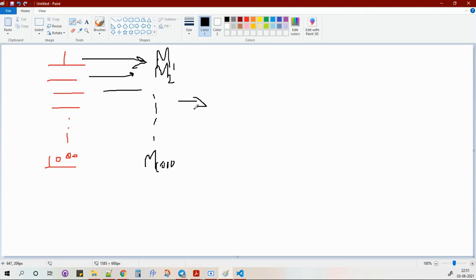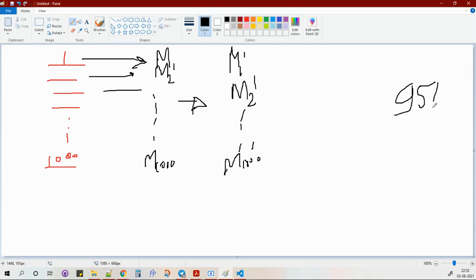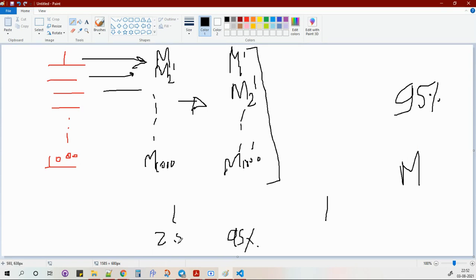Now I will order them, I will put them in ascending order: M1 dash, M2 dash, up to M1000 dash. So this is in ascending order. Now if I want to give a 95% confidence interval for my median value, I will take the 2.5 percentile of this data and the 97.5 percentile. Intuitively, 2.5 to 97.5 is nothing but 95%.